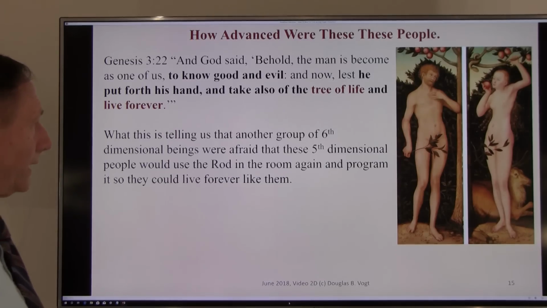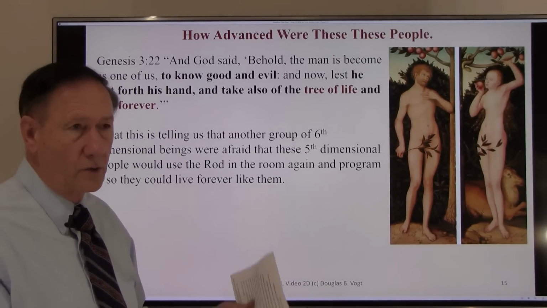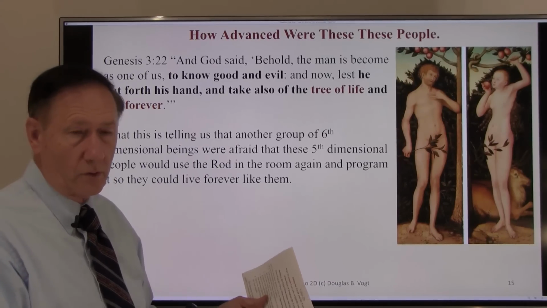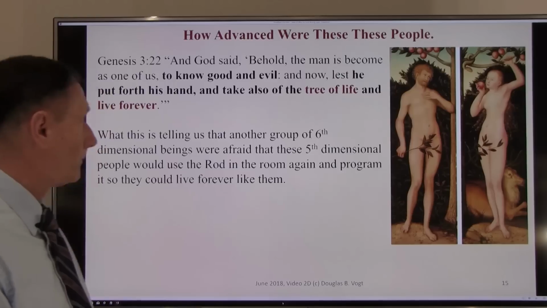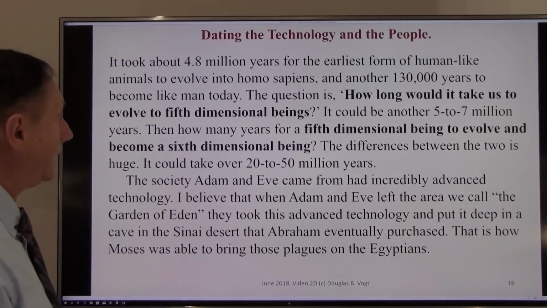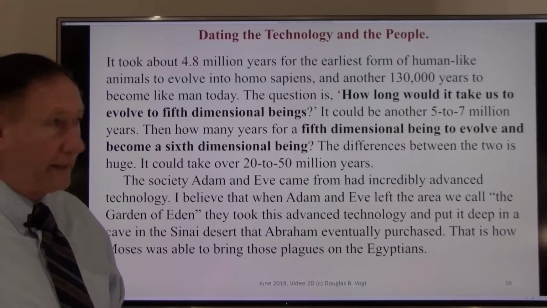So whatever happened in that room, and it certainly wasn't a tree, I think I convinced you of that, the codes and the clues Moses gives us indicate this was not a room, the tree is not a tree. Okay, dating the technology and these people. It's hard, it's a good guess.